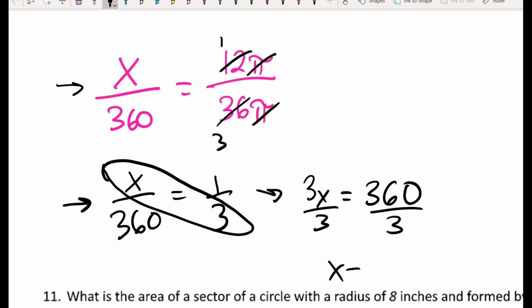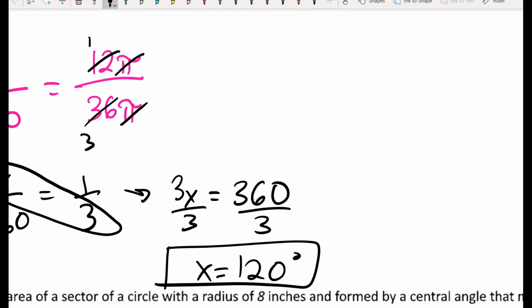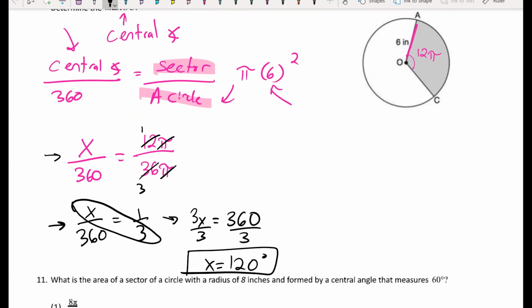And if I divide out the 3, I find that my central angle that I'm missing is 120 degrees. And it's not always drawn to scale, but if I'm trying to visualize this, that looks like it's an obtuse angle. It's not quite 180, so it makes sense that that could be 120 degrees.